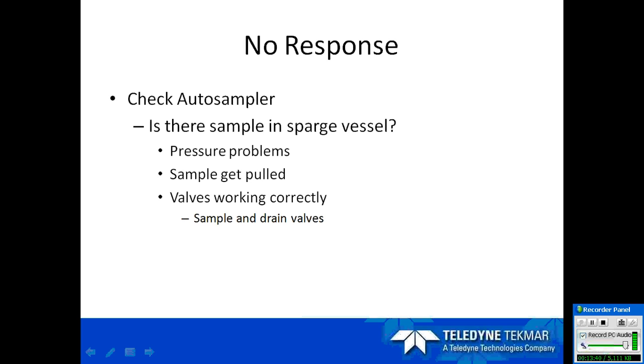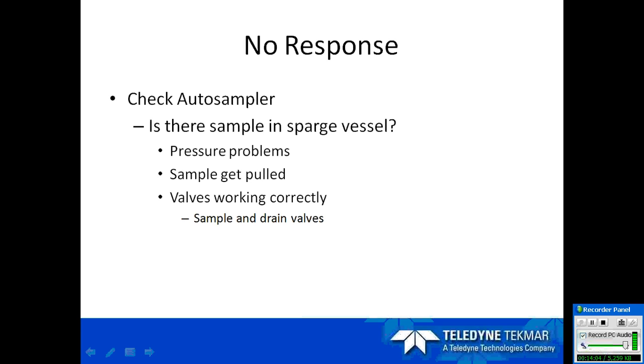Then after you eliminate your purge and trap as the cause of no response, you want to check the auto sampler. So the first question we're going to ask ourselves is, is the sample getting transferred over to the sparge vessel? Do you see the sample being pulled? Do you see the sample being placed into the sparge vessel on the purge and trap?